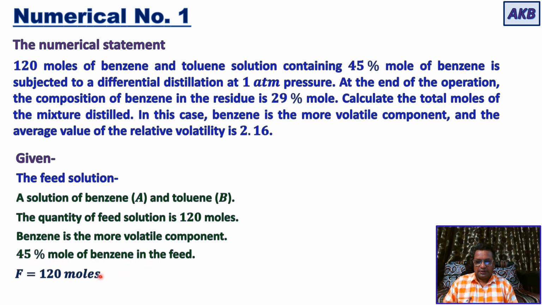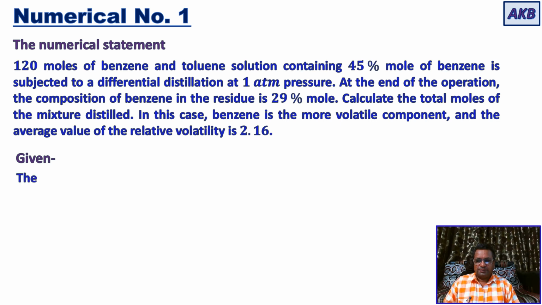That means from this information, what important information we can collect. One is F is 120 moles, and second is XF is 0.45. So for feed solution, the quantity is known to us, that is, it is 120 moles, and the composition of more volatile component is known to us, it is 45, and if you convert it to fractions, it will be 0.45. Okay, so let us continue.